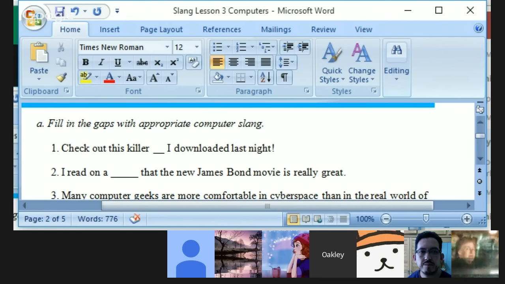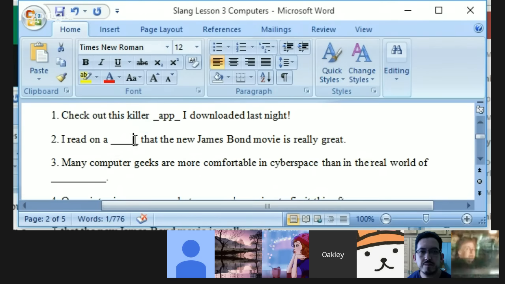Yeah, you could say software, or you could say app. Killer software, killer application, killer app. Well, that's interesting, because killer's a good thing in the slang world. All right, Jesus, how about number 2?